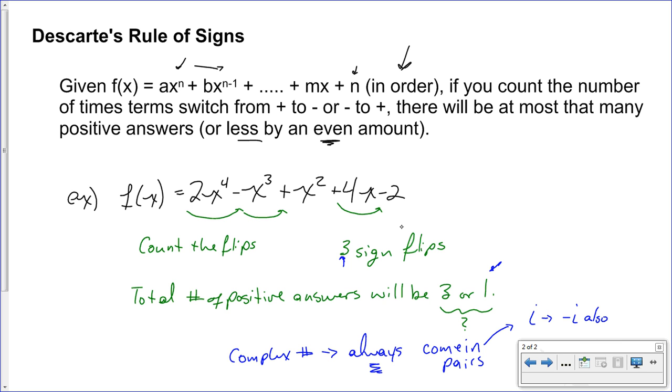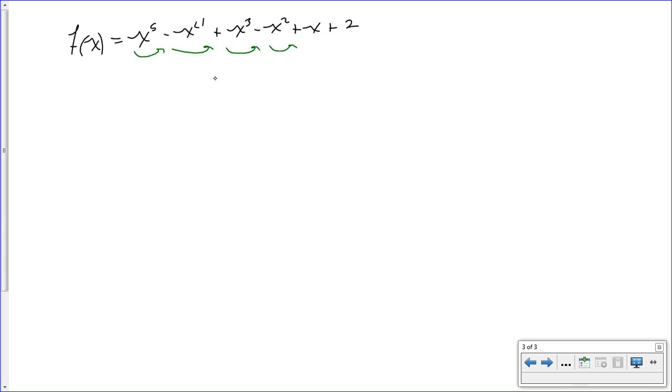Let's look at a different example. F of x equals x to the fifth minus x to the fourth plus x cubed minus x squared plus x plus 2. So let's count our flips. Positive to negative, there's 1. Negative to positive, there's 2, 3, 4. So now we have 4 flips.